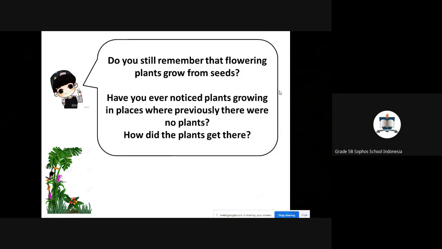And have you ever noticed plants growing in places where previously there were no plants? For example, you are in an area where there are no plants, but right now you can find some kinds of plants growing there. How did the plants get there? Have you tried to find the answer to this?